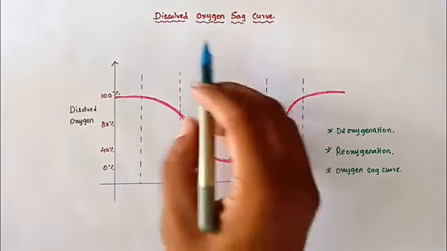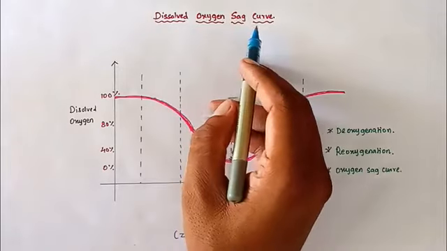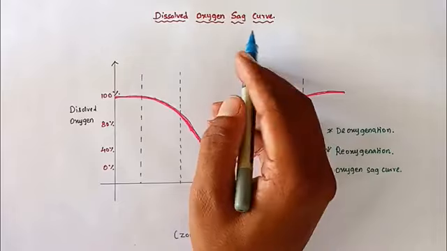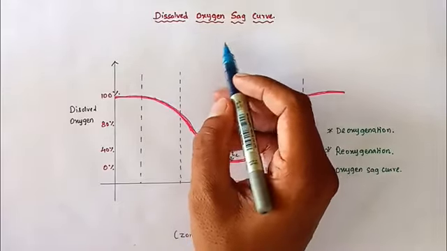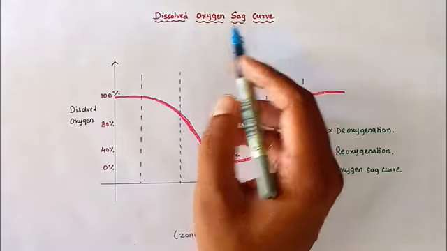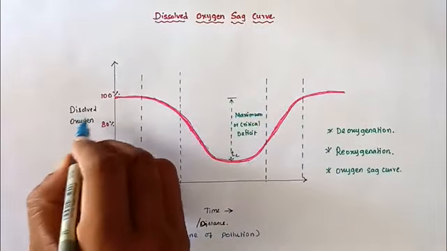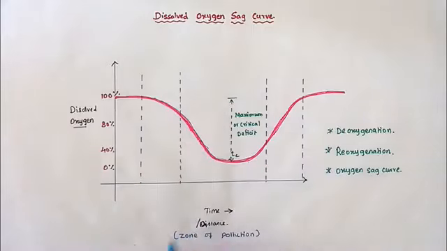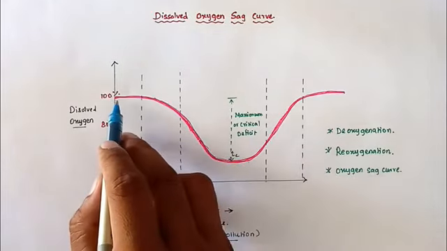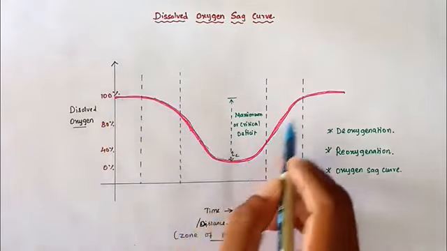Today we are going to see the dissolved oxygen sag curve. That is very much important in the self purification of river. The dissolved oxygen level in the self purification process is called the dissolved oxygen sag curve. We can take dissolved oxygen in the y direction and the zone of pollution, or time or distance, on the x-axis. From that we can find out the dissolved oxygen in the different zones.